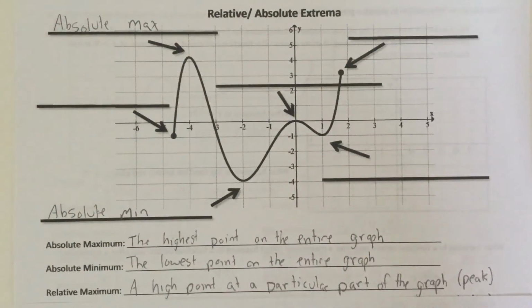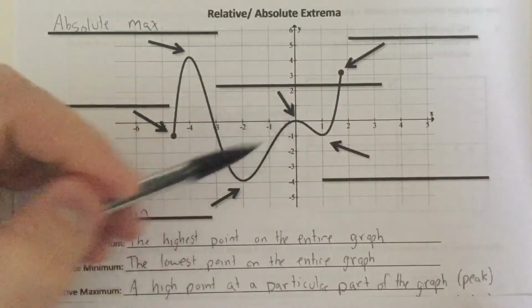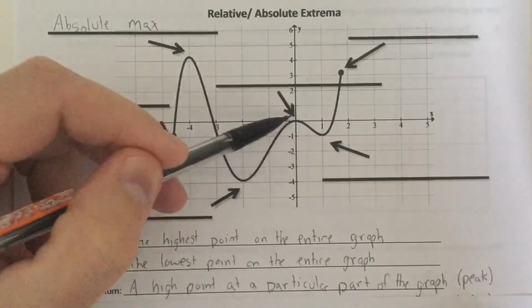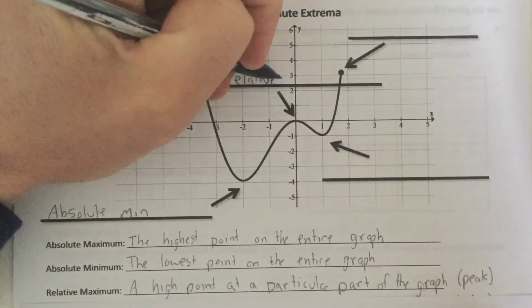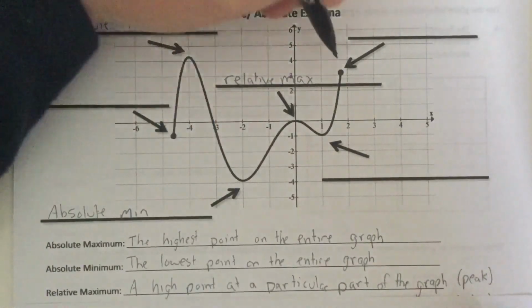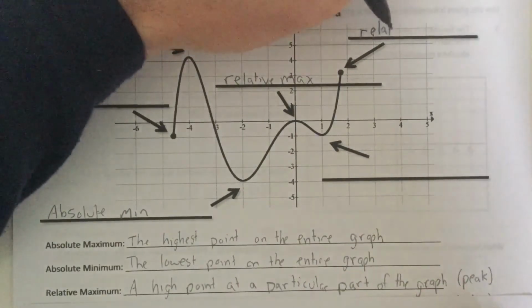And then we have relative maxes and relative mins. A relative max is a high point at a particular part of the graph, which is like a peak. It's like a mountain or a hill near you. The top of the hill is the highest in that area, but it's not nearly the highest in the world. So right here, this is going uphill and all of a sudden it goes downhill. So this is a high point, but it's not the highest on the entire graph. So this is a relative max. And also right here, since there's no arrow, this is also a relative max. It's not going on forever.